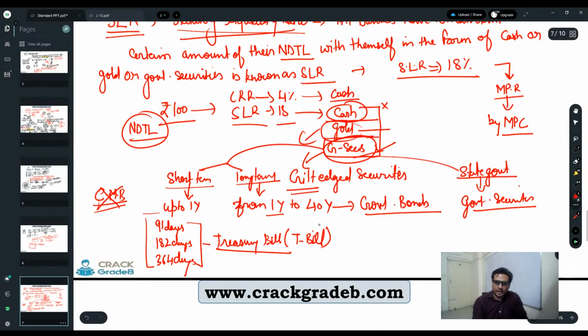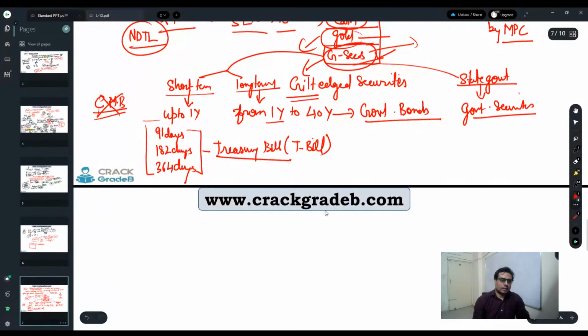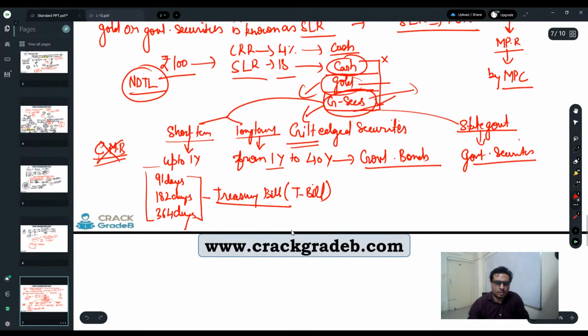So banks have to maintain SLR. They have the option of cash, gold, or government securities, but most of the banks will go for government securities, right? And the percentage of SLR and the percentage of CRR in the economy, it is not only just going to reflect. Here we are studying this CRR.